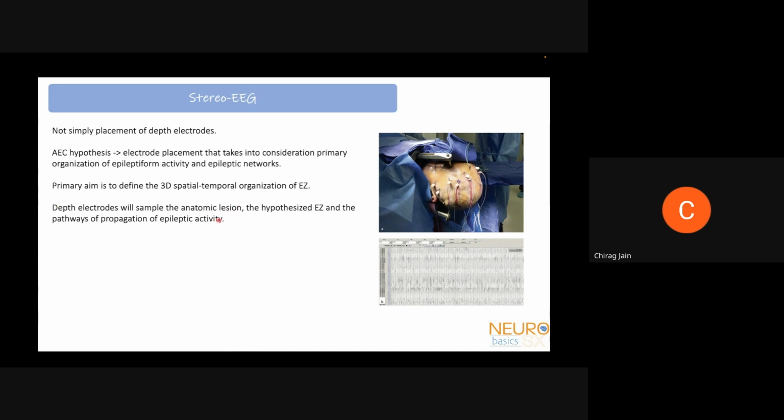So the depth electrodes that you place will sample the lesion which is identified by MRI, and they will also sample the hypothesized EZ. Sometimes this epileptogenic zone might be the same as the lesion, or sometimes you might think it is lying somewhere else, or there might be multiple EZs. So that is where stereo EEG comes in. And it can also sample the propagation of epileptic activity.